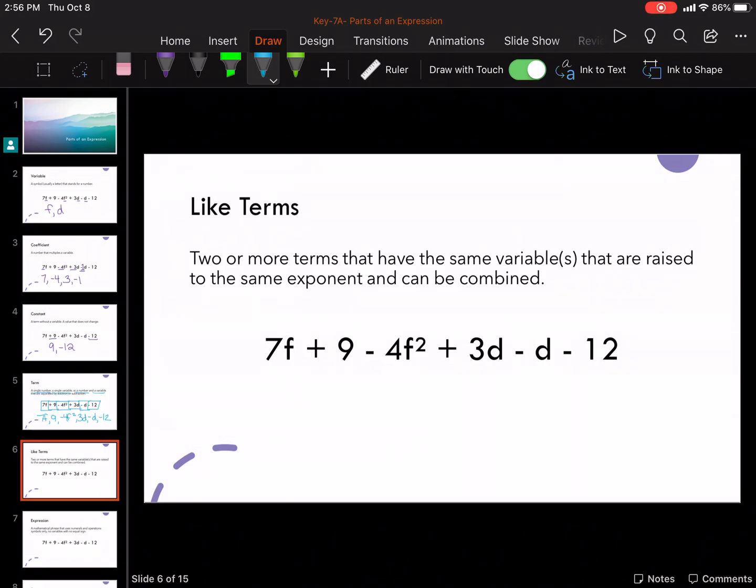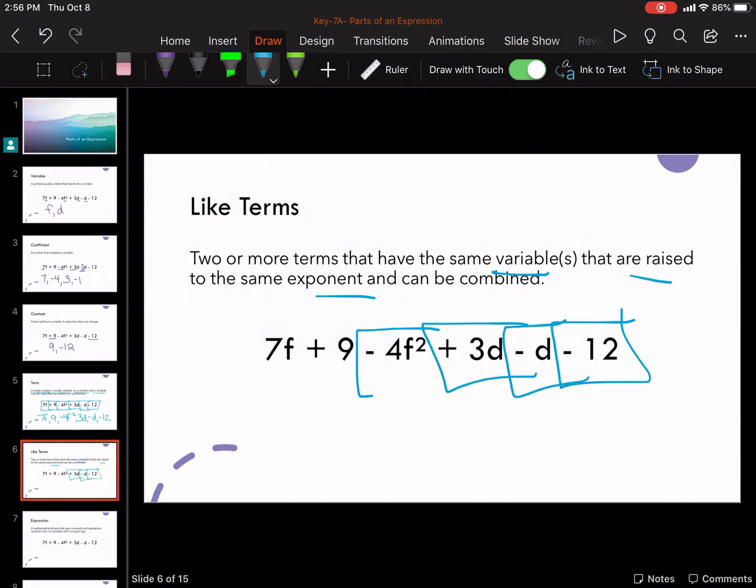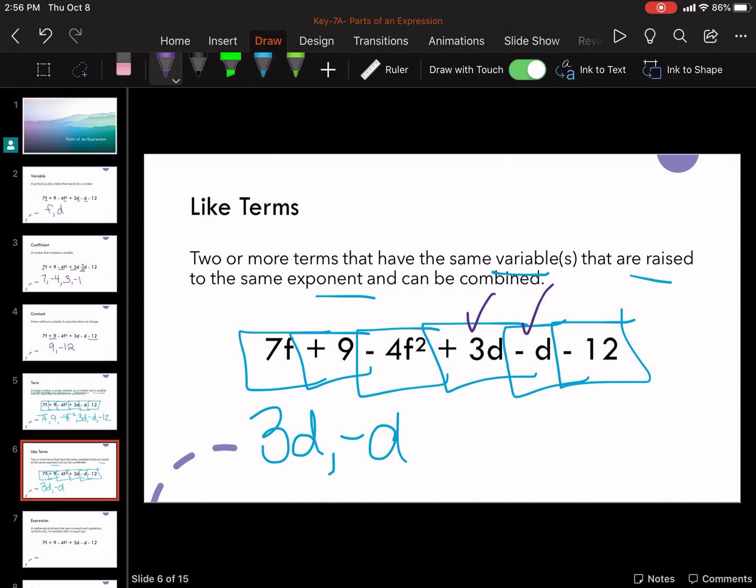So like terms are when you have the same variable raised to the same exponent. I'm going to train it up again. Train it up, train it up, choo, choo. You'll be hearing that a lot. So let's see which ones have the same variable. Well, I notice there's 2 F's, but they're not to the same exponent, so they are not like terms. We have 3D and -D, -1D. So I check. And then I also have 9 and -12. So your constants are like terms because they're the same. They can be combined. They don't have a variable, so they're the same.